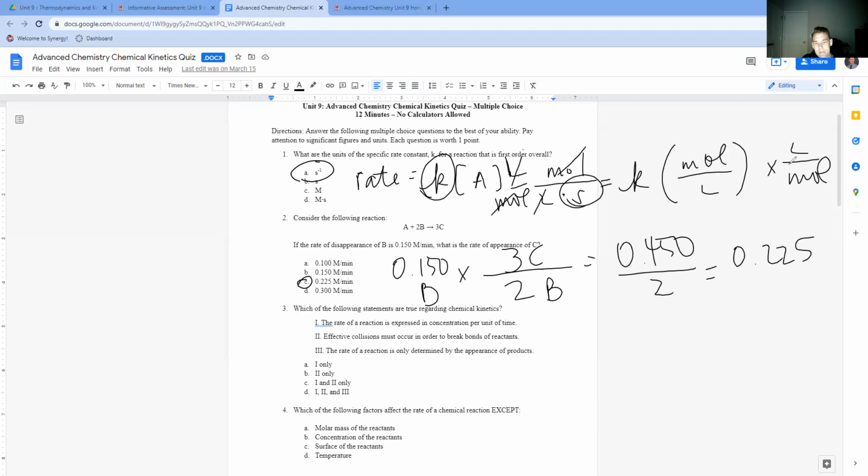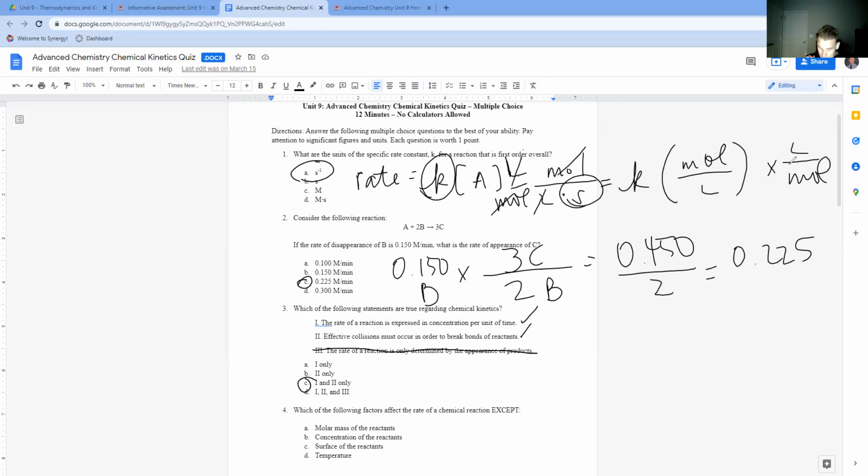Question number three, which of the following statements are true regarding chemical kinetics? So the rate of the reaction is expressed in concentrations per unit of time. Okay, that is what rate is, change in concentration over time. Effective collisions must occur in order to break bonds of the reactants. That is correct. So not only do we have to collide, we have to have what is referred to as effective collisions. We have to have them hit with the right amount of energy and in the right orientation. And the rate of the reaction is only determined by the appearance of products. No, it also has to do with your reactants as well. So the answer is going to be C, 1 and 2.